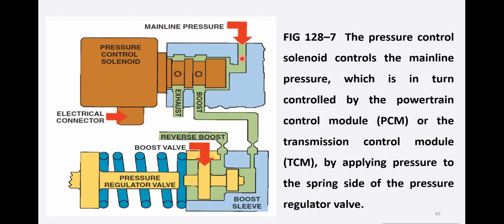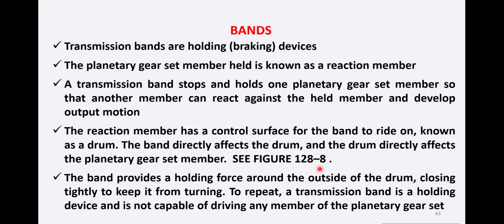From this mainline pressure, which is coming from the pump, it goes to the boost area, and from this boost area it goes to the boost sleeves, and then it pressurizes this spring, the pressure regulating valve, and the excess of the pressure or the fluid goes to the reverse boost. So this is all controlled by this pressure control solenoid switch, and the current or the electrical signal is given by the powertrain control module, PCM, or the transmission control module, which is there on the transmission system. Now the next part in the automatic transmission is the bands.